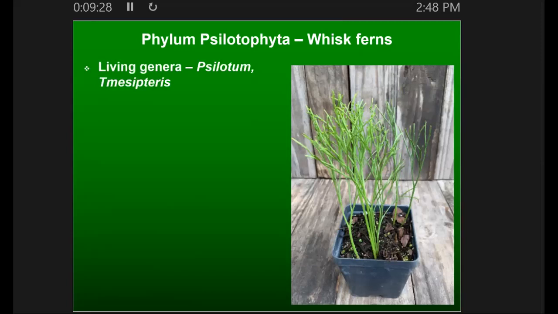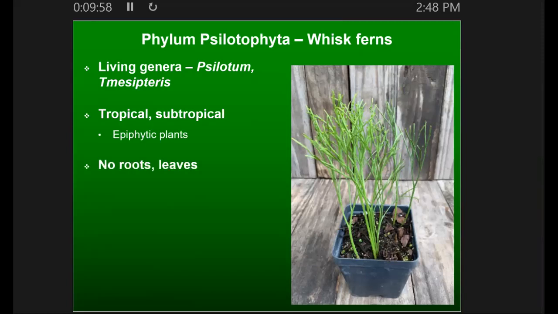There are 2 genera: Psilotum, and then again, a T in front of another consonant in science is silent, so that second genus you just say Tmesipteris. So there are only 2 left. All the rest have gone extinct, so there's really not that many left in the world. And you can't find them around here.